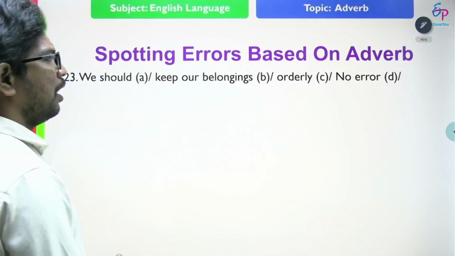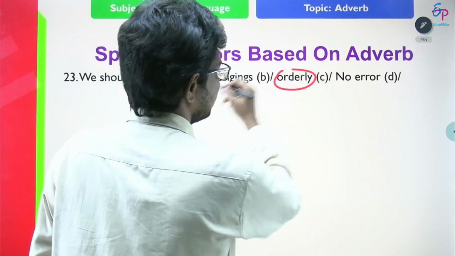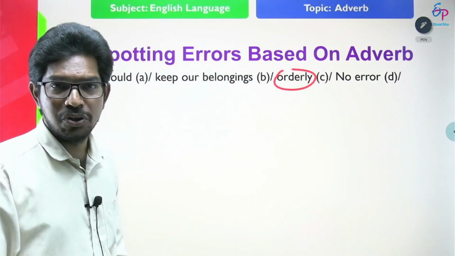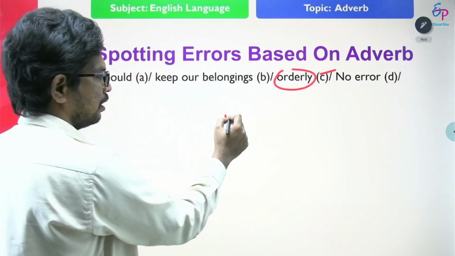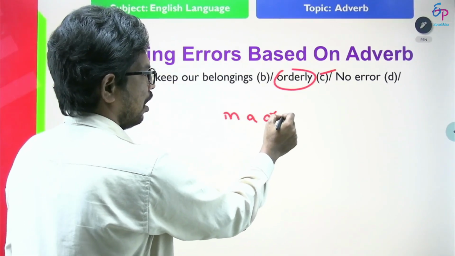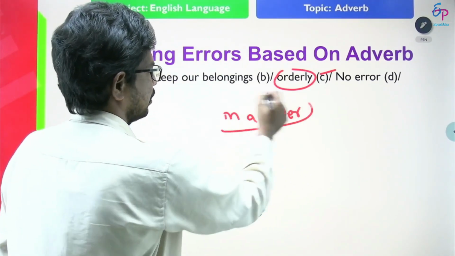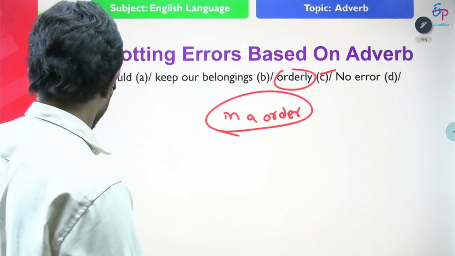Next, read the statement and find out the error. We should keep our belongings orderly. So orderly is always used as adjective. It cannot be used as adverb. Error is at C. So we should keep our belongings in order. In order is correct, not orderly. So error is at C.